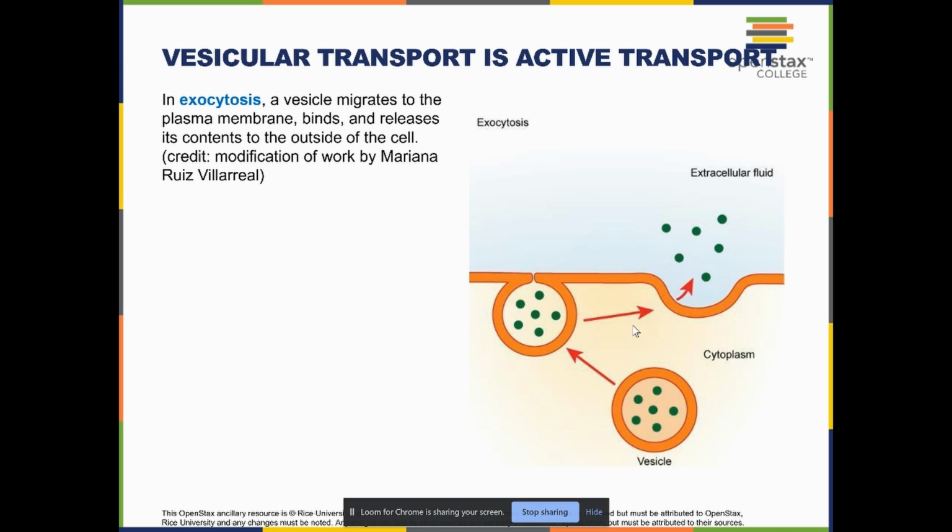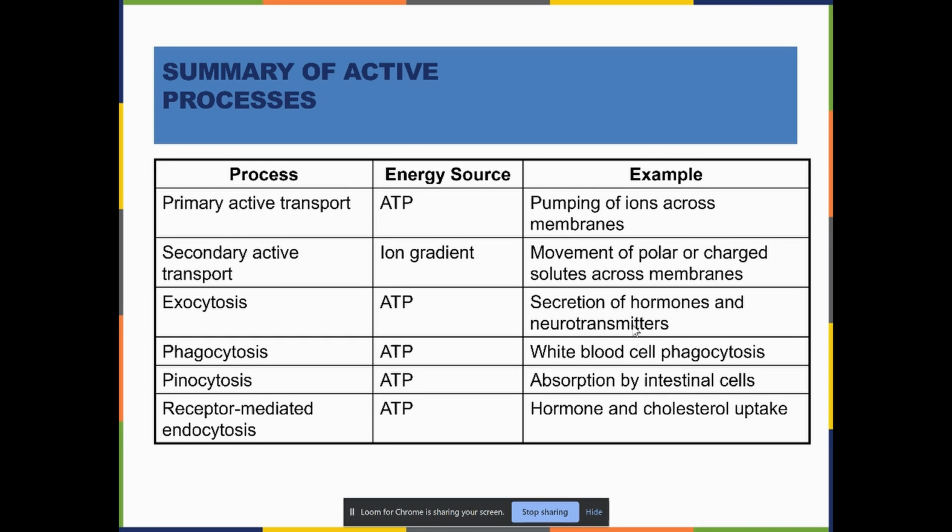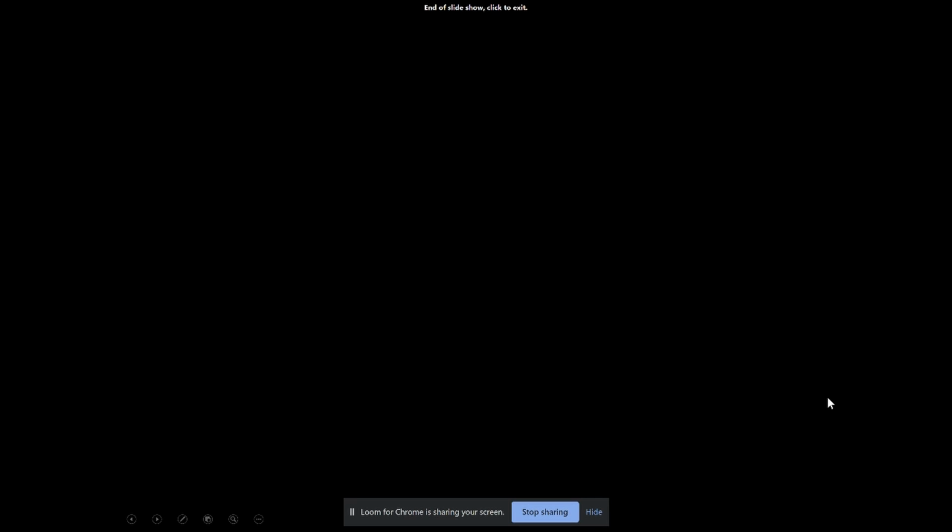And both endocytosis and its 3 types, as well as exocytosis, are all types of vesicular transport, and all vesicular transport is active transport. So here is a summary of our active processes. So primary and secondary active transport, exocytosis, phagocytosis, pinocytosis, and receptor-mediated endocytosis. So those last 3 are all endocytosis, and everything requires ATP, even indirectly if we go back to secondary active transport. And that is it for this PowerPoint.